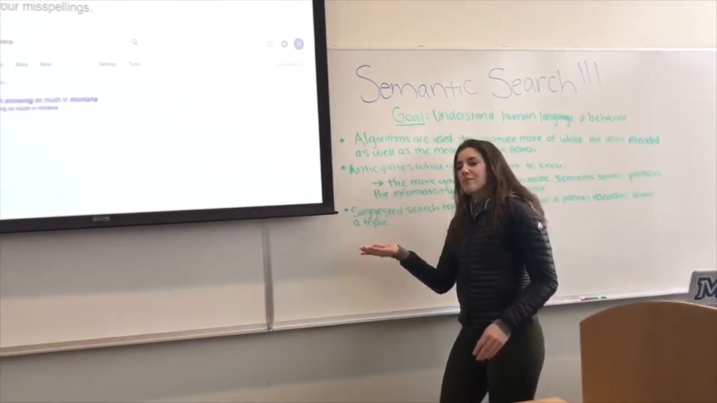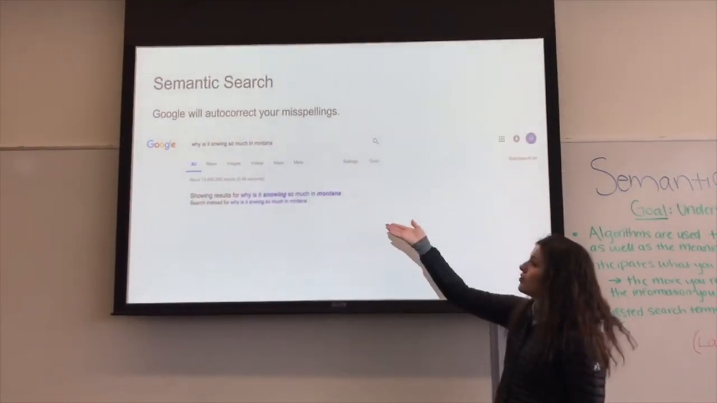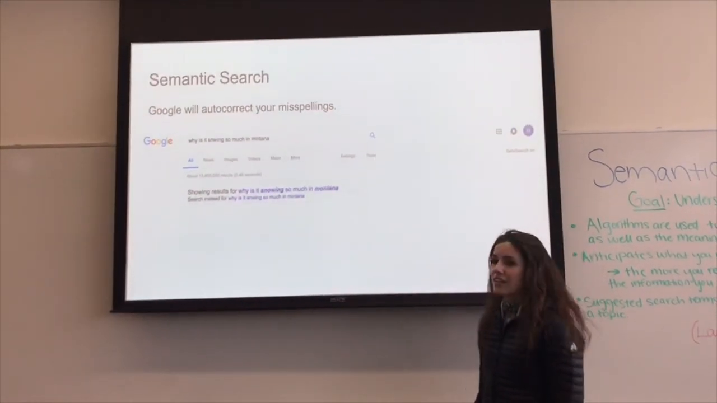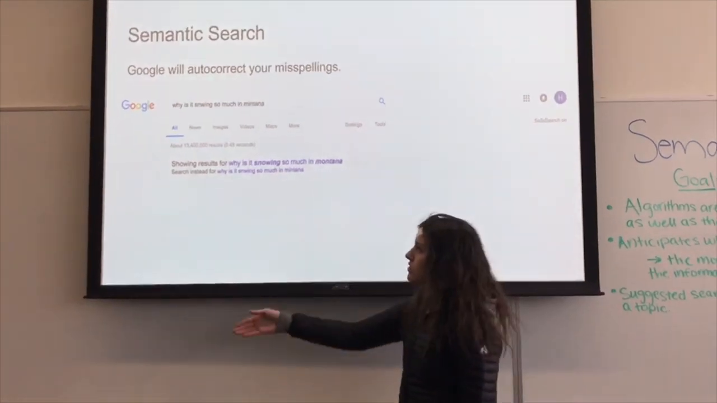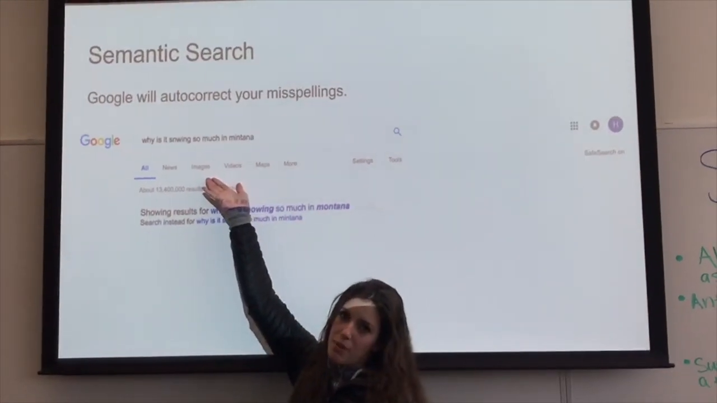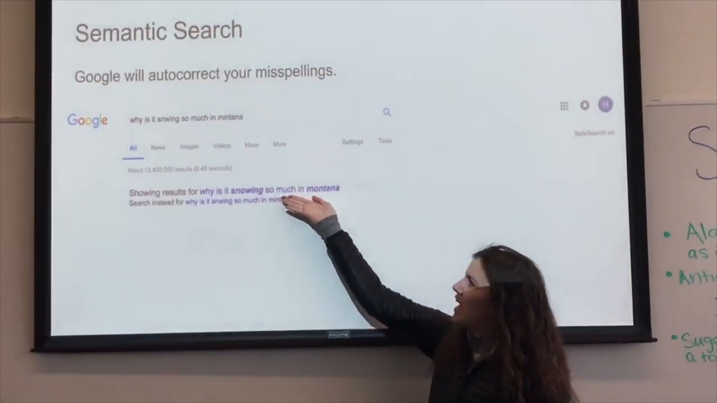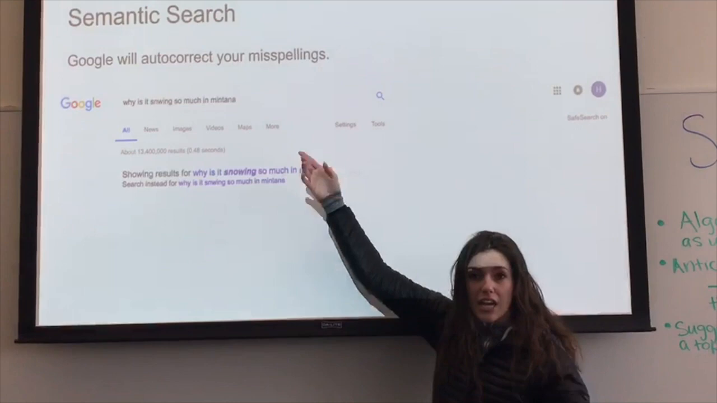So, follow me over here, I'll show you an example. One way semantic search is used on Google is to autocorrect your misspellings. It has been snowing a lot here, so as you can see, I searched, why is it snowing so much in Montana, except I did not spell it right. Google, thankfully, autocorrected for me, and so I can just simply click on this, and it'll take me to what I'm looking for.